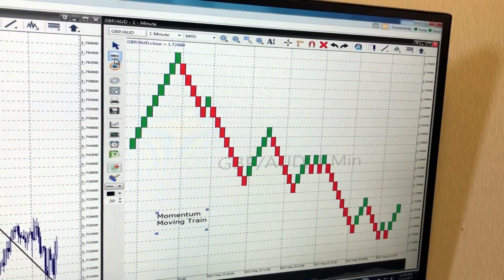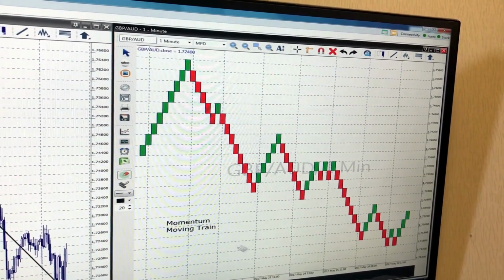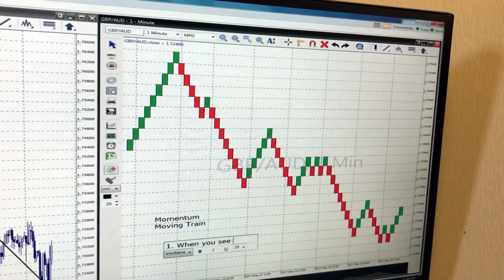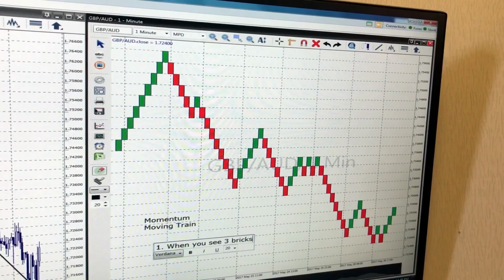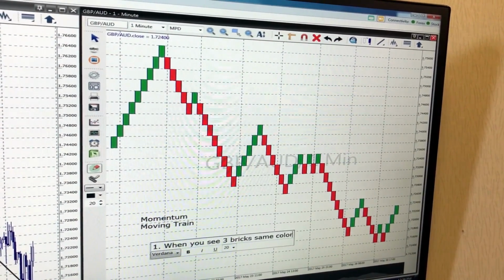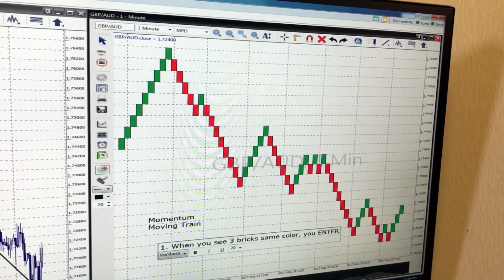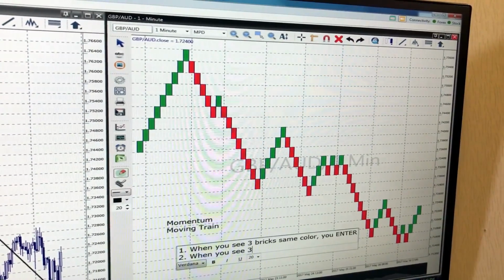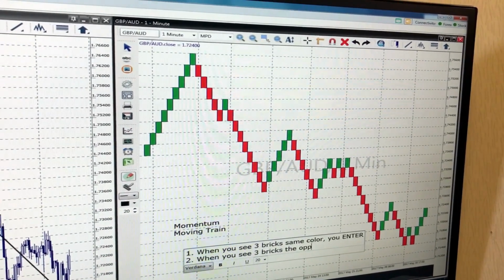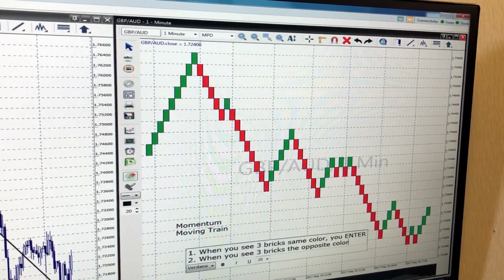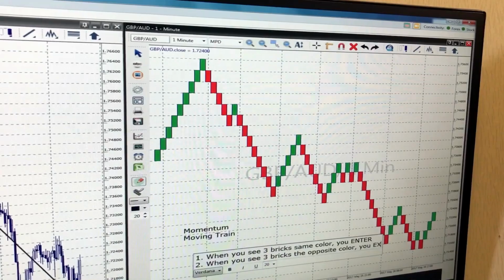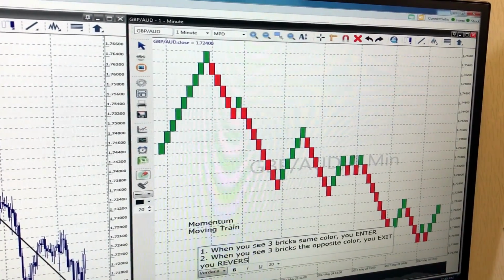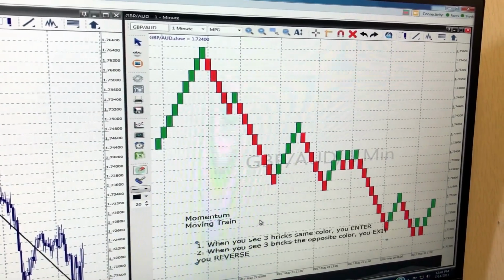It couldn't be any easier. Using this chart, this view, here are the two rules. Number one, when you see three of these squares, what we call bricks, the same color, you enter your trade. And the second rule, it couldn't be any easier: when you see three bricks of the opposite color, what do you do at that point? You get off the train, you exit, or if you want to make money going the other way, you can also reverse your trade. Now that sounds like a mouthful, but watch how easy it is.